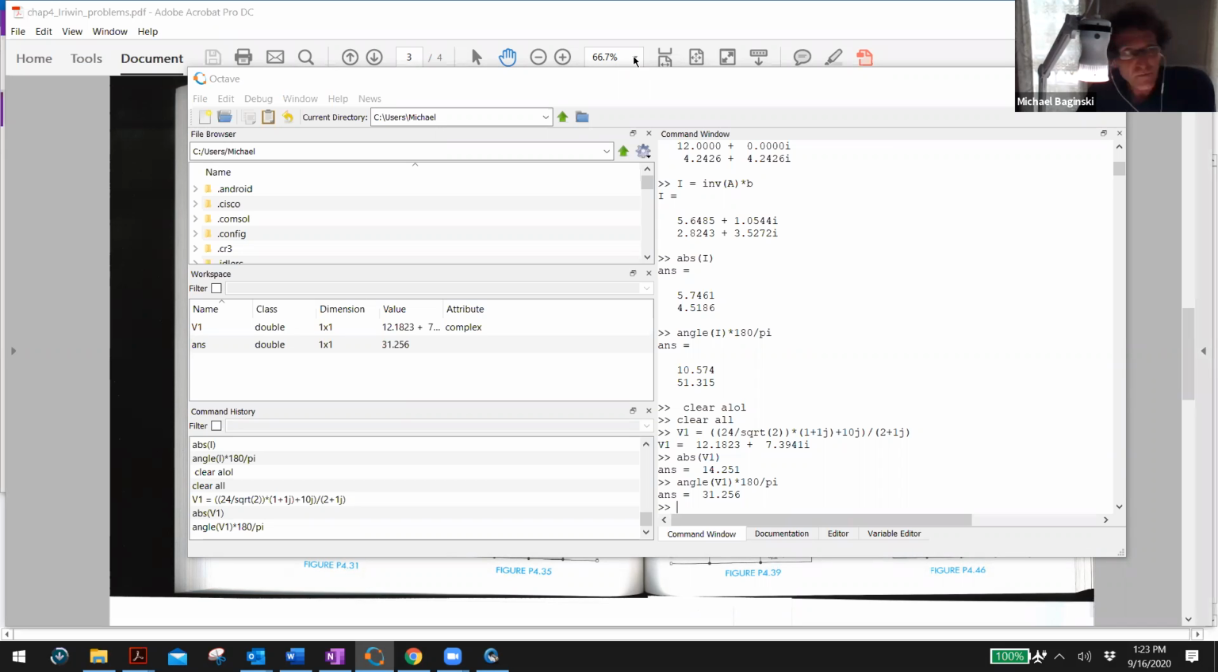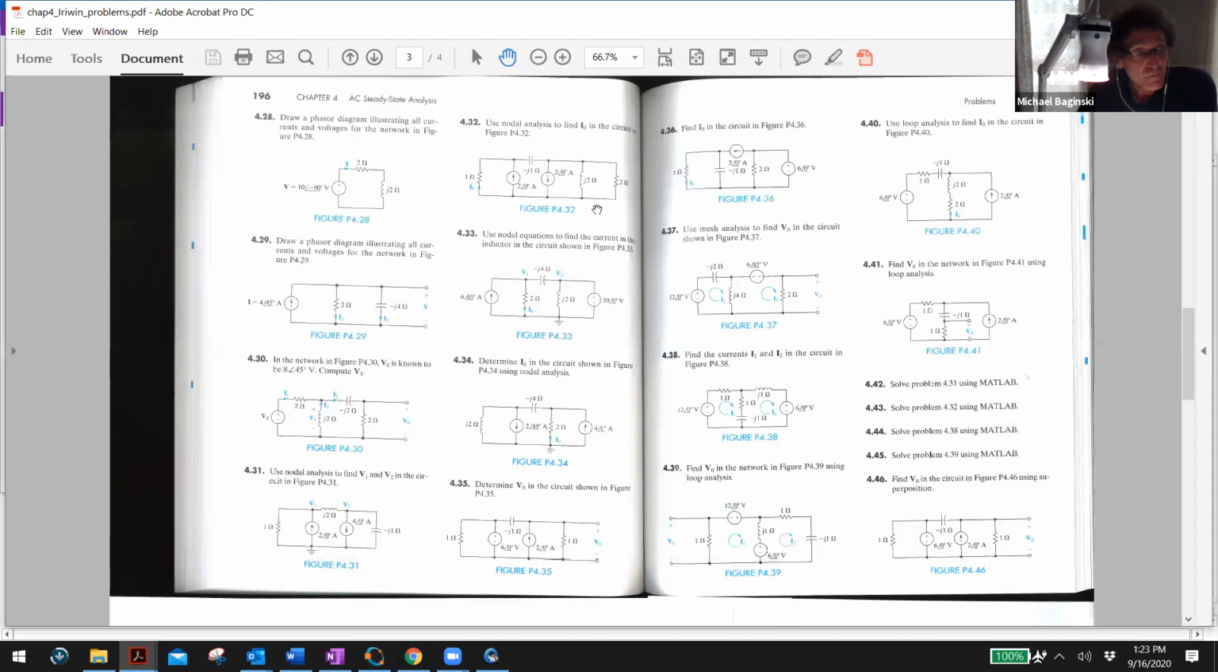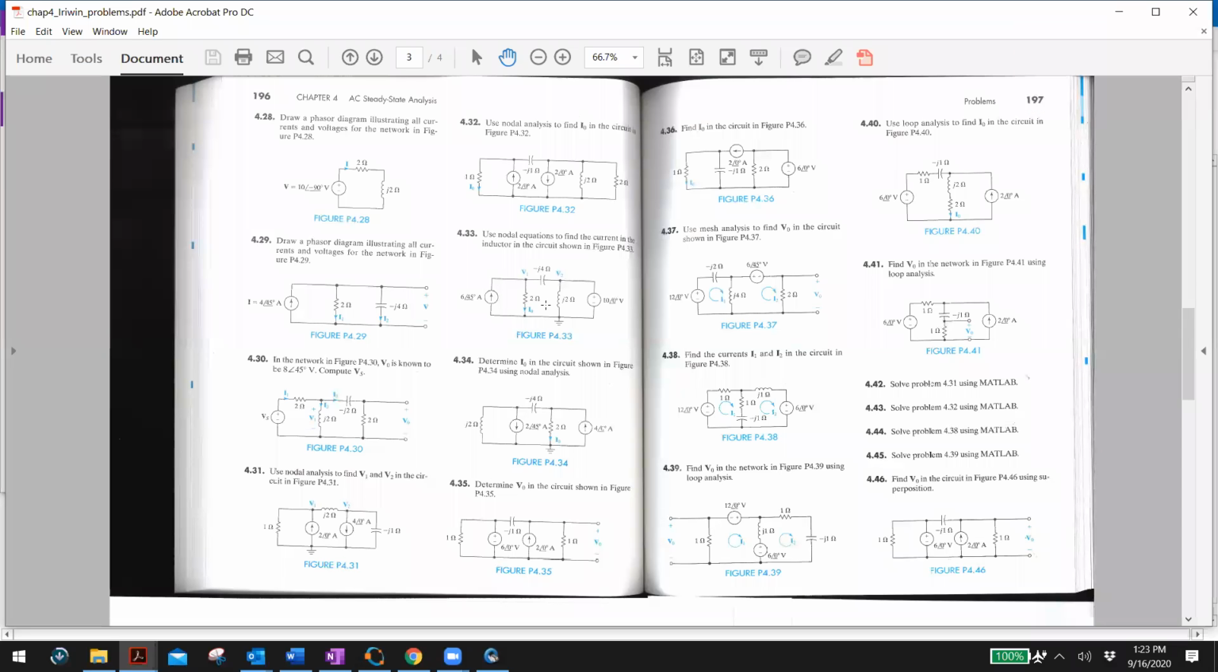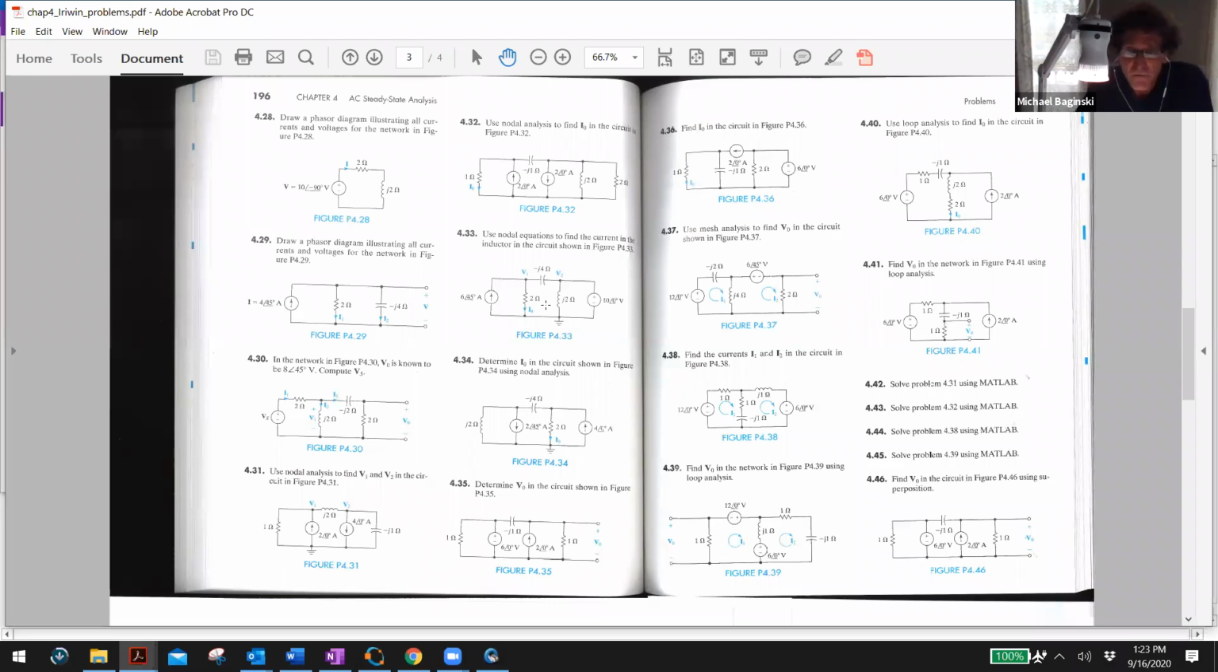What did they want in this problem? Let me go back to the problem. They wanted I naught. How do we get I naught if we have V1? I naught is just V1 over 2. Does everybody see that? If we got V1, we divide it by 2 because on the other side is 0 volts. Normally, you'd have to take V1 minus the voltage on the other side of the resistor and divide by the impedance, or 2.